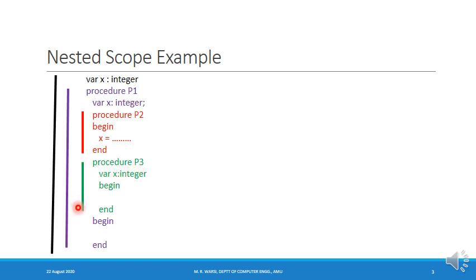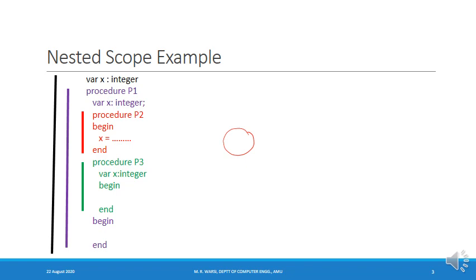Let's first of all consider static scoping. In procedure P2, we are referring to the variable x. So in static scoping, what will happen is, when a reference to a variable is made, the variable will first be searched in the innermost scope.